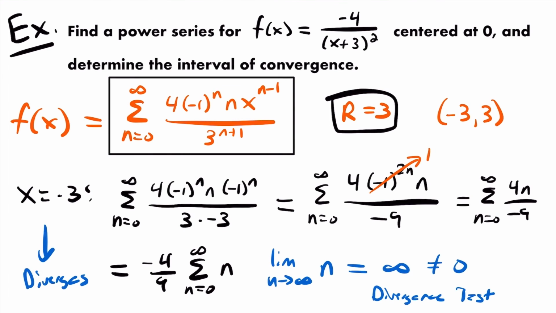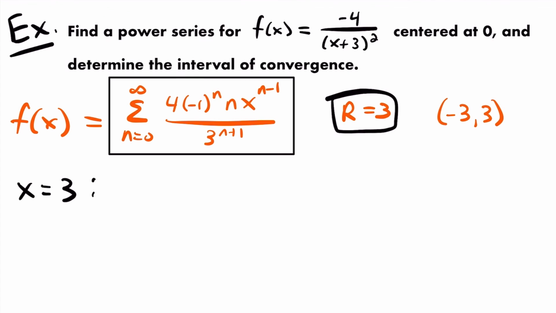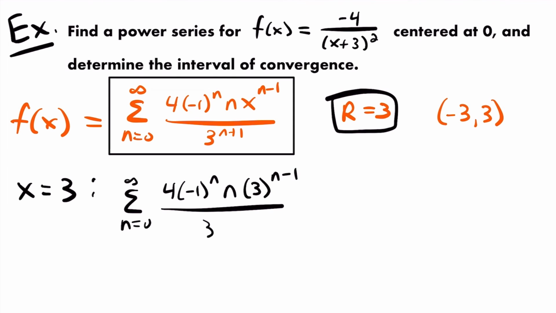So if I clean up my work, when x equals positive 3, our series will look like this. We'll have the sum from n equals 0 to infinity of 4 times negative 1 to the power of n times 3 to the power of n minus 1 divided by 3 to the power of n plus 1. All right, so we just replaced this x with positive 3. And now what we can do is simplify a little bit. 3 to the power of n minus 1 can be split up to be 3 to the power of n times 3 to the power of negative 1. And 3 to the power of n plus 1 can also be split up to be 3 to the power of n times 3 to the first power.